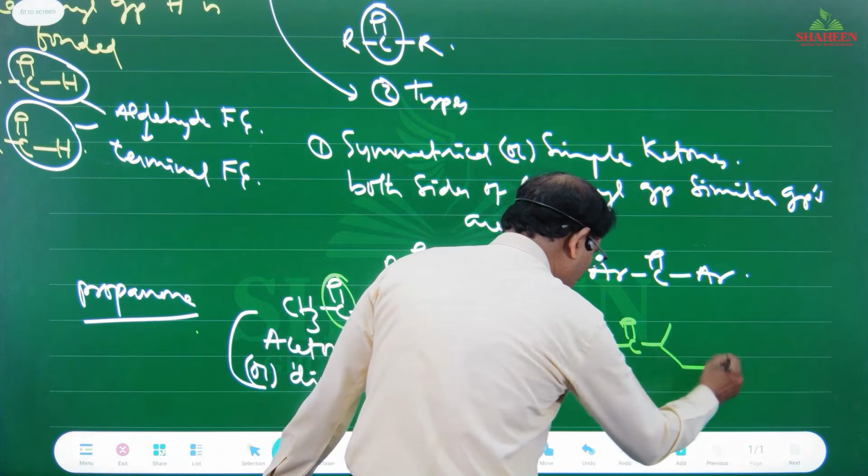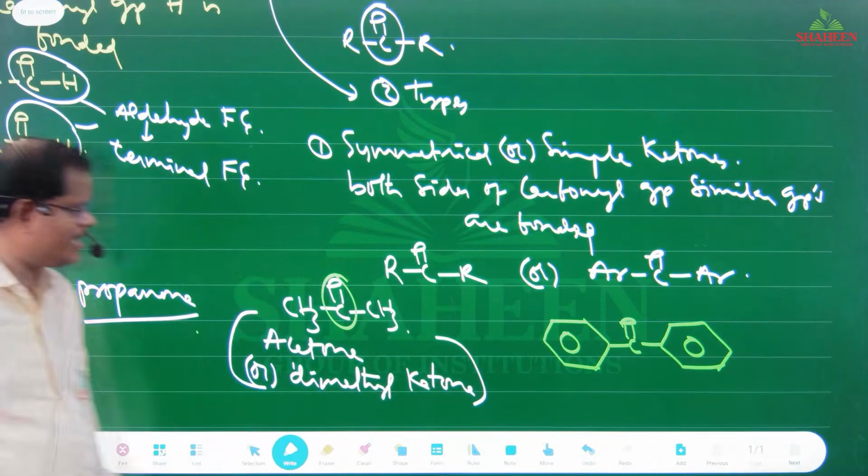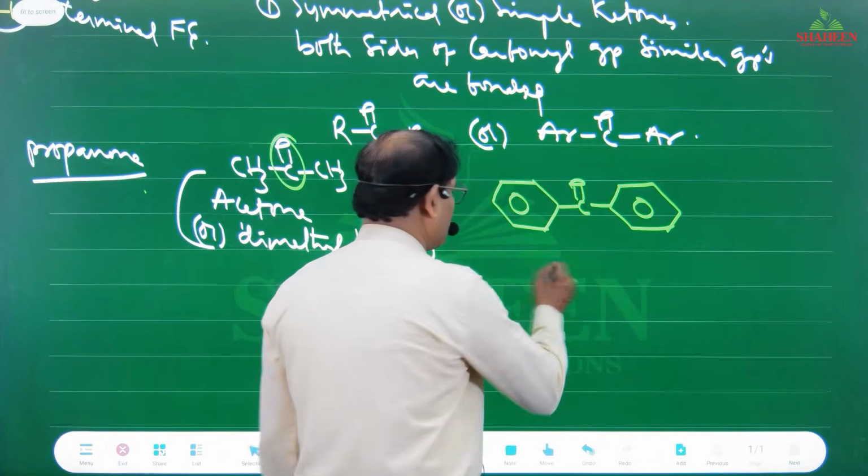Here we have phenyl groups bonded on both sides of the carbonyl group. Diphenyl ketone.